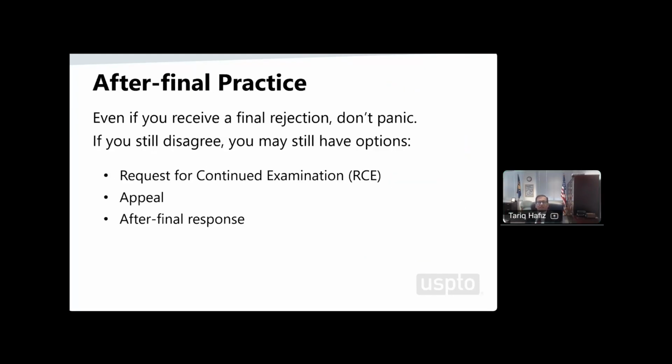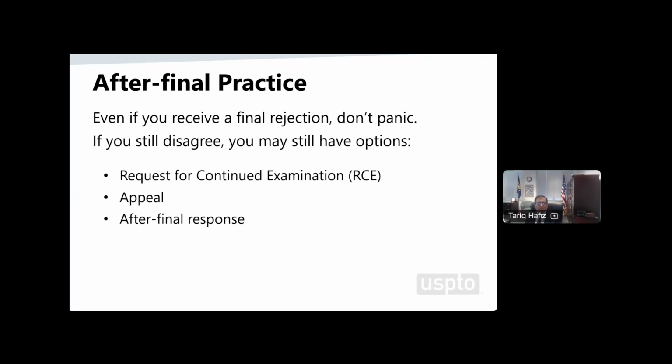So if you get a final rejection instead of a notice of allowance, don't panic. Check the final rejection for any indication that some of your application is allowable. Maybe your very last-ditch claim is not rejected, and you can work with the examiner and still get an allowance. But with a final rejection, you only have 3 options.